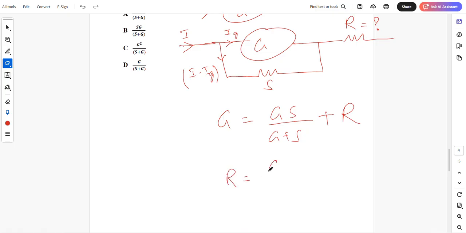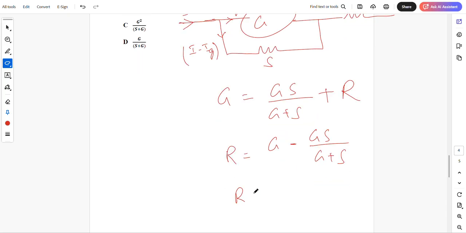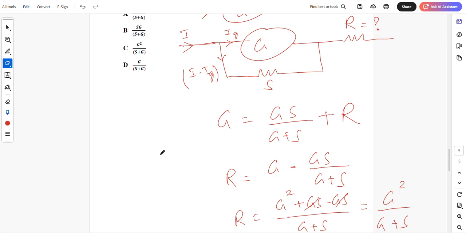G minus Gs divided by G plus S, isn't it. Therefore R is equal to, taking the LCM G plus S, G square plus Gs minus Gs. These two get cancelled. I'll be getting G square divided by G plus S. Where is the answer? R is equal to G square divided by S plus G. So the right answer is G square divided by S plus G.